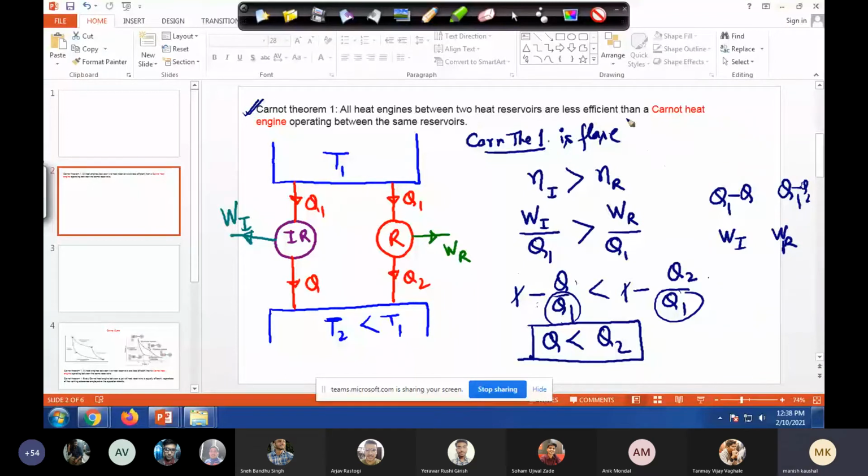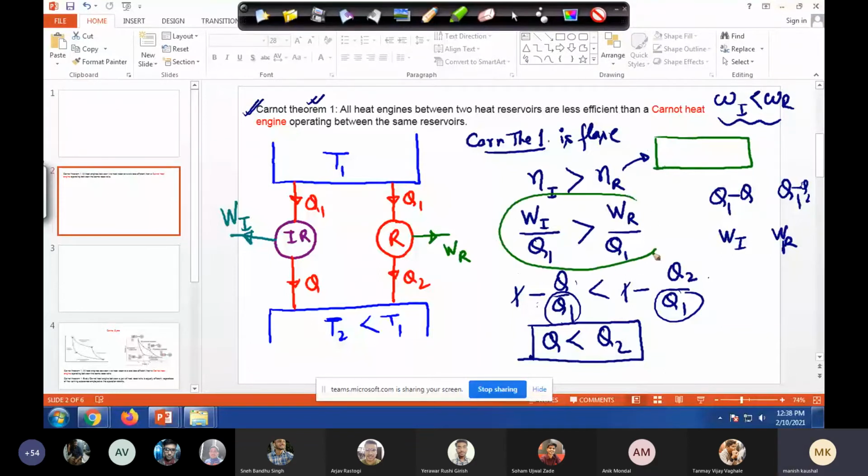See, that was the claim, I think, through what I have written, that W irreversible is less than W reversible. Probably that's what we want to prove in Carnot theorem 1. Because this claim, if you see here, simply says Wi is greater than Wr. Okay, so that's what we have. This is the ideal thing which you want to prove, that we know from our experiments. Right now, don't follow that.